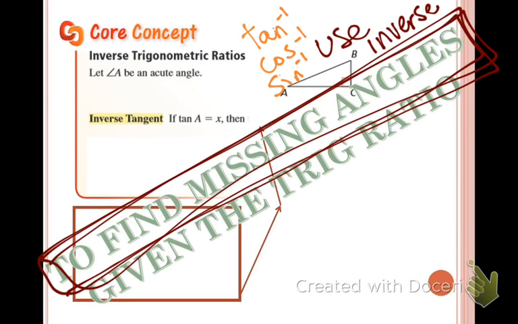It could look like tangent to the -1, sine to the -1, cosine to the -1. It is super simple. It's literally 2 buttons on your calculator, and I'll show you where they are. But you need to know, to find missing angles, you will always use the inverse. Direct your attention to your calculator.